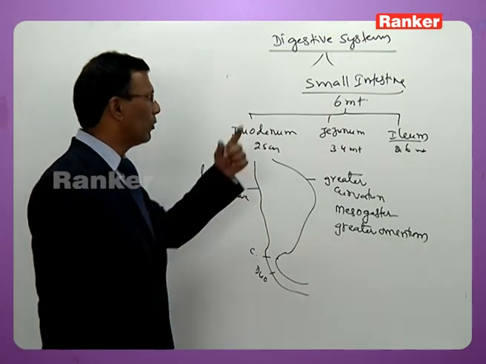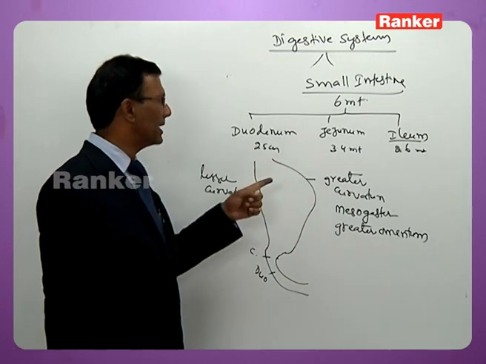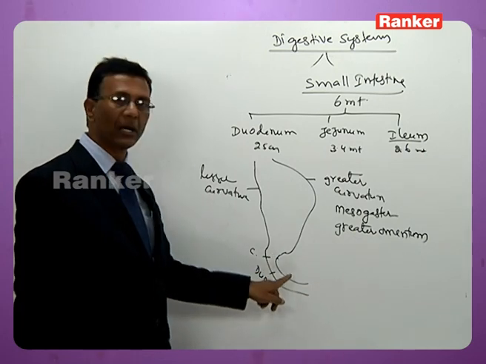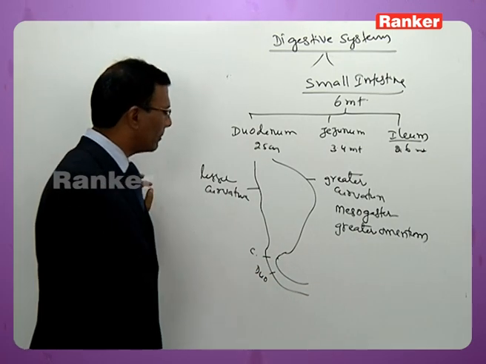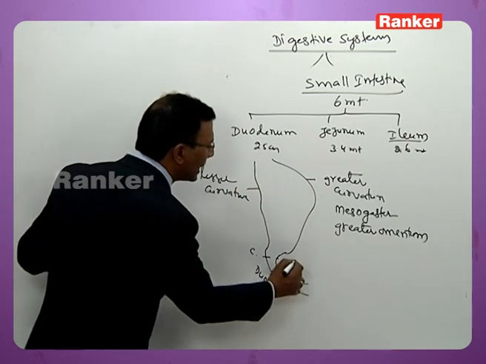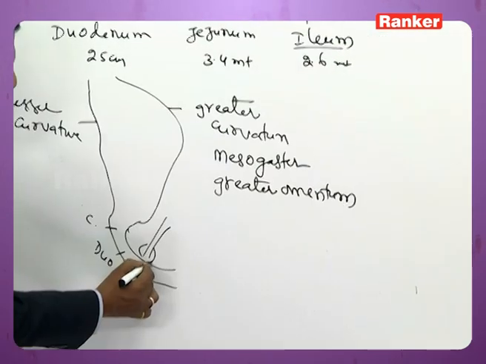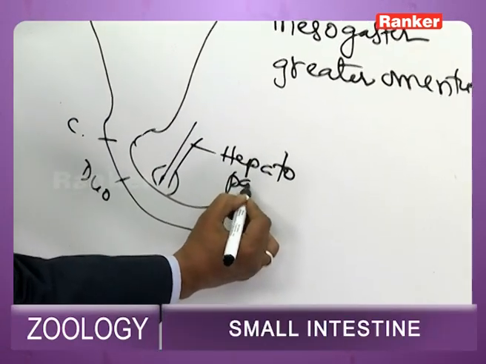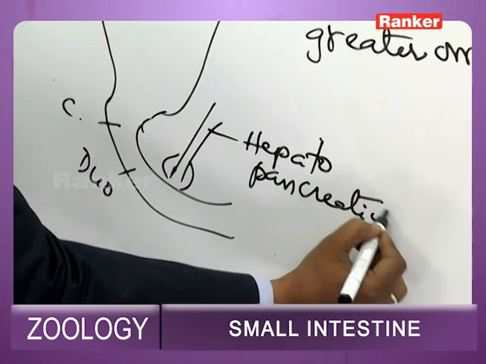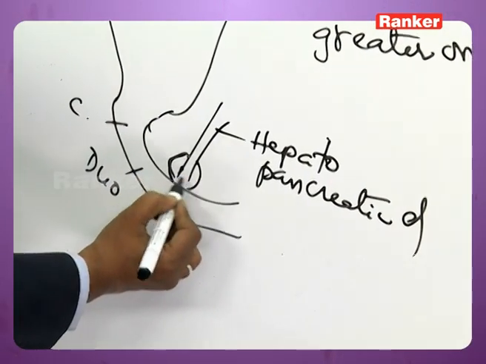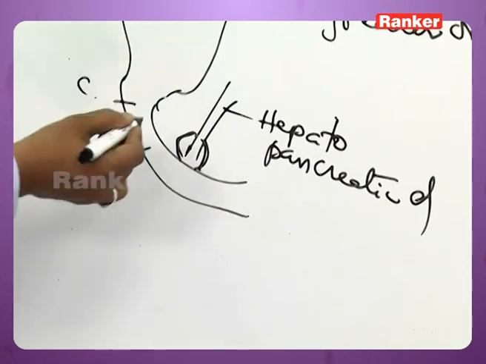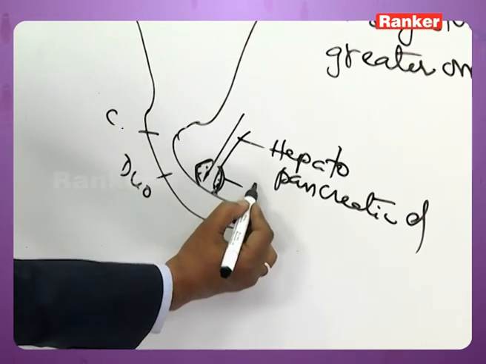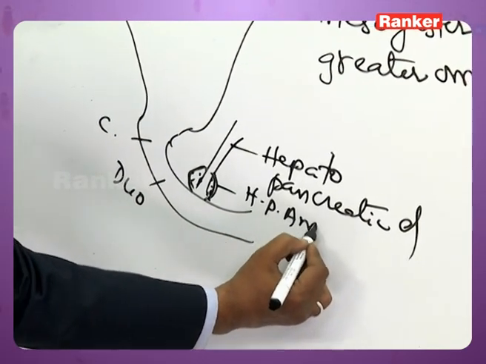Now moving on to the small intestine: 6 meters long, with duodenum, jejunum and ileum. Duodenum follows the C-shaped curve of the stomach. Now the duodenum receives the hepatopancreatic duct. At the point of opening of the hepatopancreatic duct into the duodenum, there is a bulged structure. This bulged structure is known as hepatopancreatic ampulla.